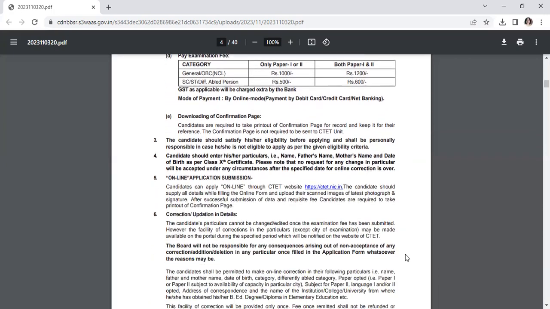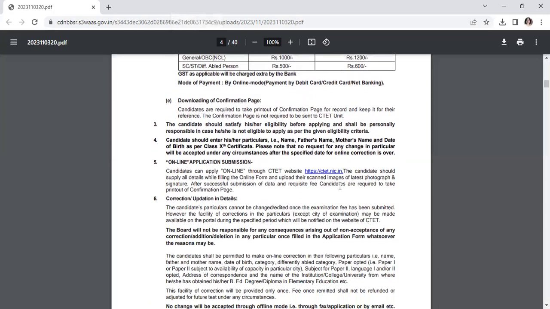Downloading of confirmation page. Candidates are required to take a printout of the confirmation page for record and keep it for their reference. The confirmation page is not required to be sent to the CTET unit. The candidate should satisfy his or her eligibility before applying and shall be personally responsible in case he or she is not eligible to apply as per the given eligibility criteria.